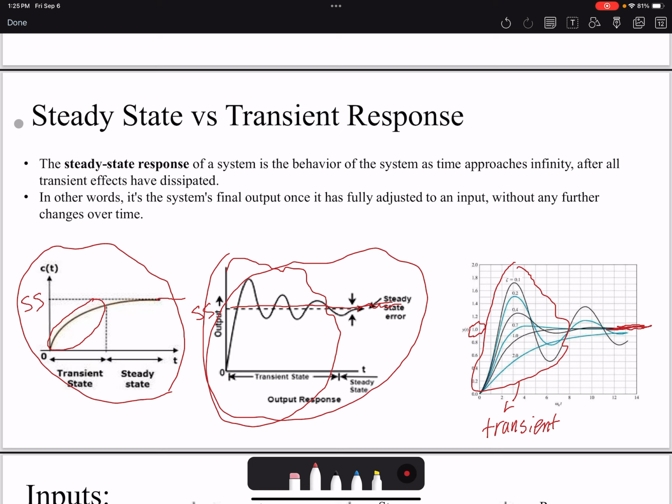Again, depending on the application, you might care how fast you're reaching the steady state response. If you're setting your car at a specific speed in the cruise control, you care whether you get there in 5 seconds or 2 seconds or 1 second. So the transient response is important. But for us, now we are going to focus on the steady state response.